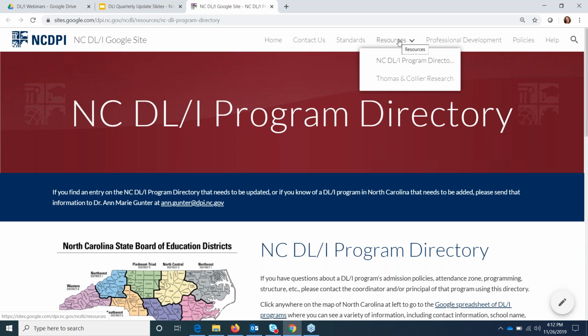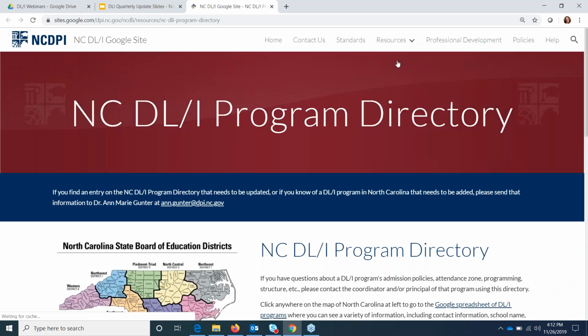The tabs you see up at the top, the Home, the Contact Us, the Standards, the Resources, the Professional Development, and the Policy tabs are the same tabs on all of the Google sites here in Standards, Curriculum, and Instruction. So you'll see that on a regular basis. However, I want to point out some things here, including the fact that under the Resources tab is our NCDPI program directory. So if I click on that, it's just going to refresh our page for us.